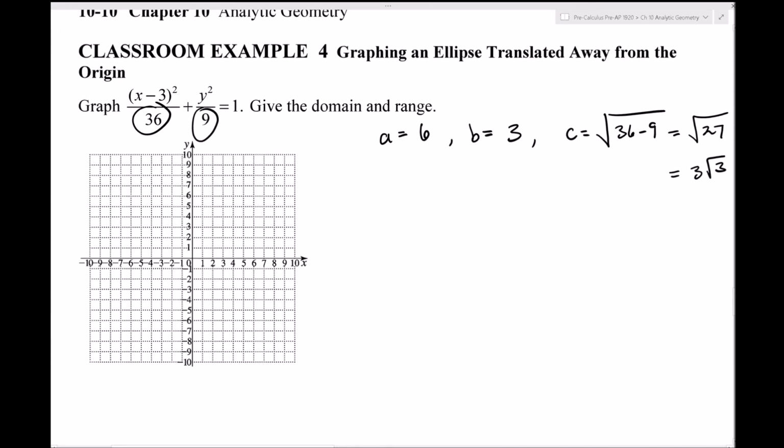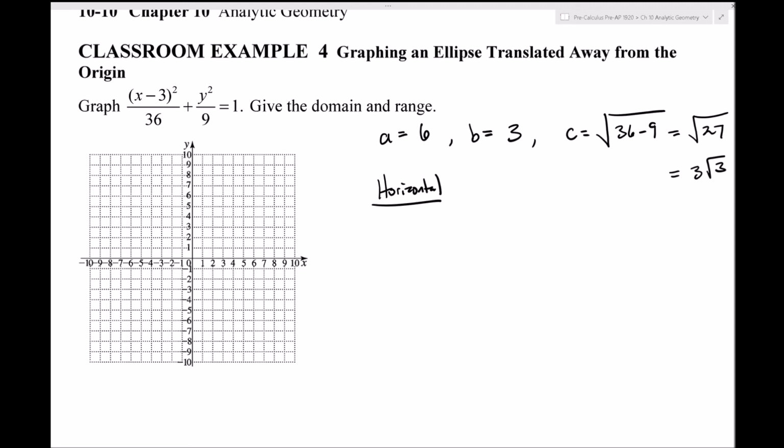So then we've got to graph this. And we said this was horizontal. This is horizontal, and that's because 36, the bigger number, is underneath x. That's the reason why. So 36 is underneath x, and 36 is bigger. That makes this horizontal. So the major axis has a length of 2 times 6, which is 12.